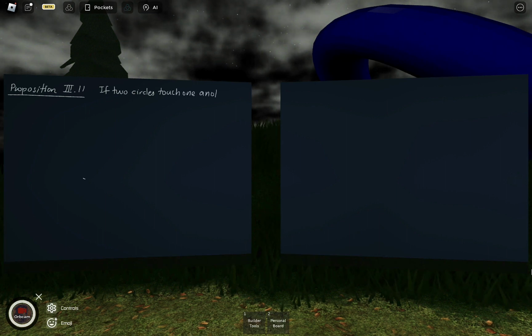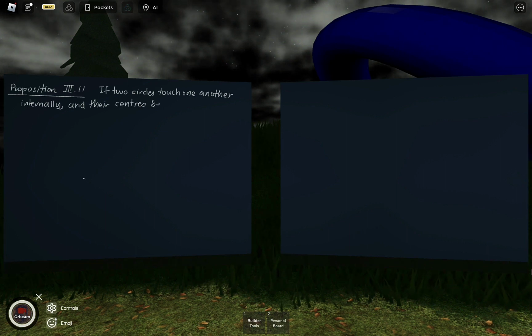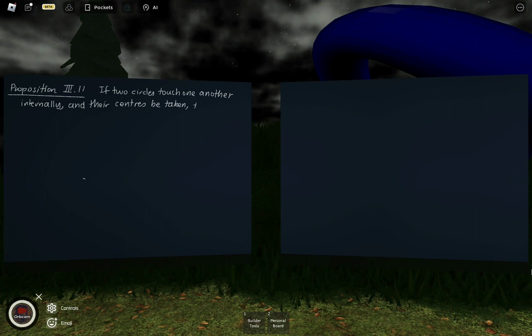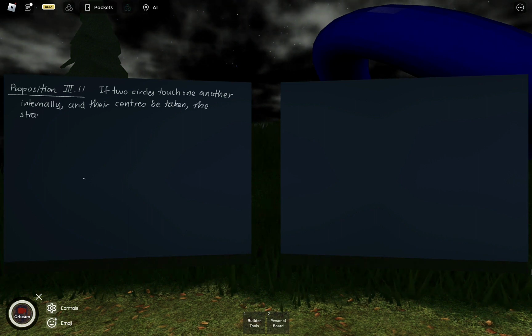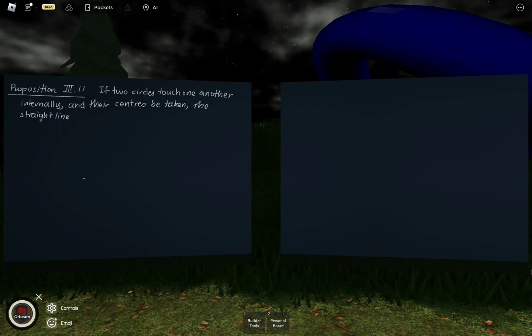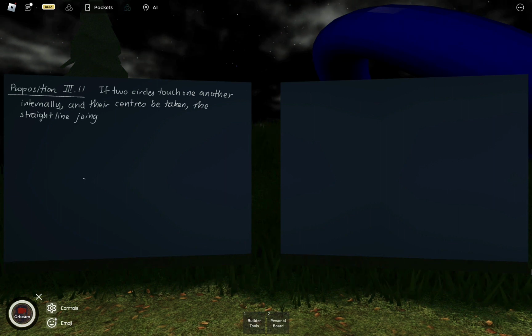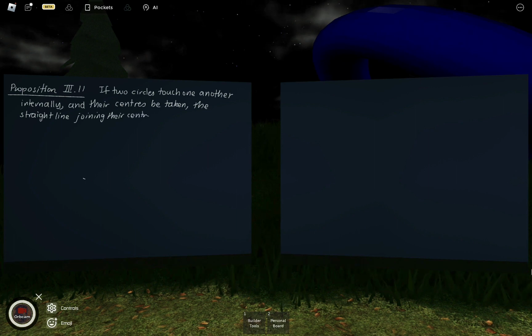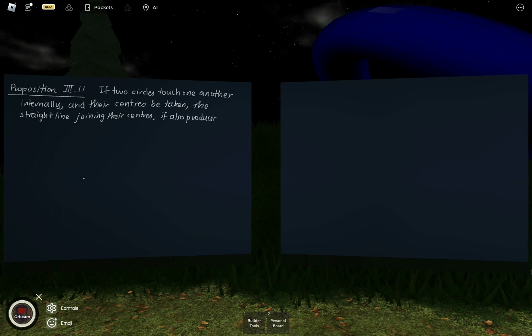which is a kind of R-rated statement in Euclid, and their centers be taken, the straight line joining their centers, if also produced, will fall on the point of contact.